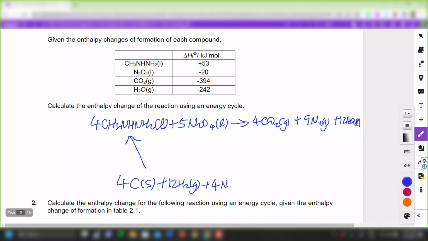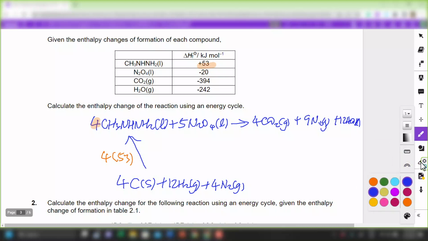So 4 N2 gas here. Okay, that's pretty much about it. And remember the coefficients. Coefficient is very important. So there are 4 of it, 4 in total. So what we need to do is to multiply this by 4. Do take note of this. So I'm going to take 4 times 53.